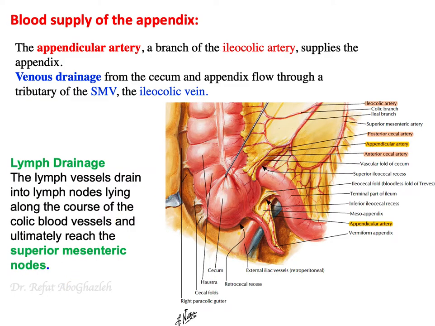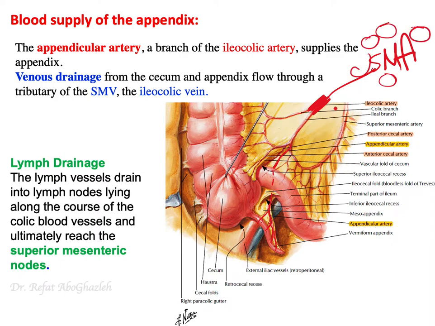Okay, so we mentioned that this is the mesoappendix, the mesentery of the appendix, and in its free border you have a blood vessel, the appendicular artery, which is a branch of, if you follow here to the back, okay, so this is the appendicular artery, right, which is a branch of the iliocolic artery, this one, right? It is a branch of the superior mesenteric artery. That means you expect the venous drainage also back to the superior mesenteric vein, iliocolic vein and superior mesenteric vein, and the lymphatic drainage similar to the cecum, to the lymph nodes around the superior mesenteric artery. We call them superior mesenteric lymph nodes.